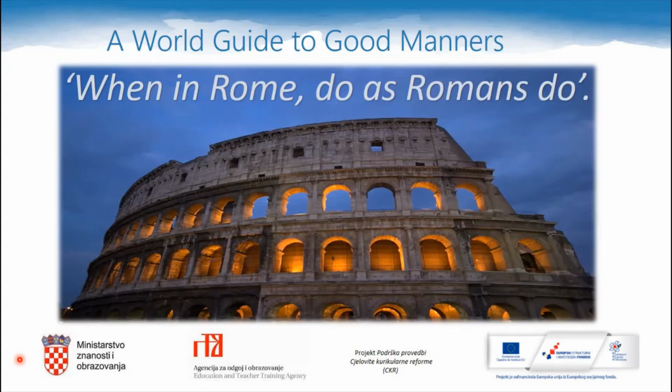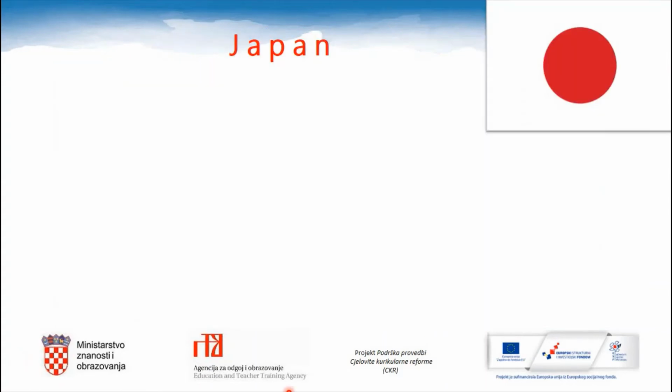Let's continue. Have you ever heard the saying, when in Rome, do as Romans do? Yes? Well done. And what does it mean? Of course, it means that we have to follow the conventions of the area we're visiting. So it's a good thing to do research about the country you're visiting. So let's find out some interesting facts about Japan.